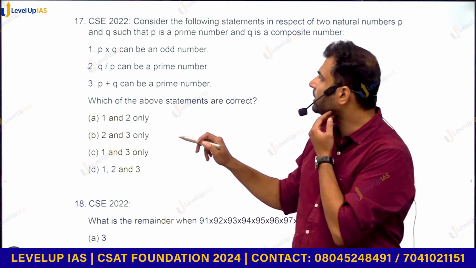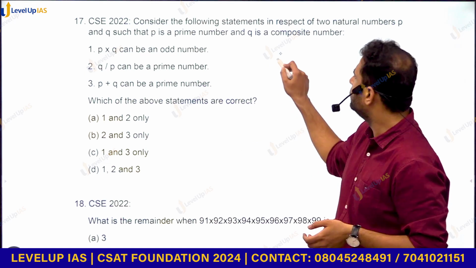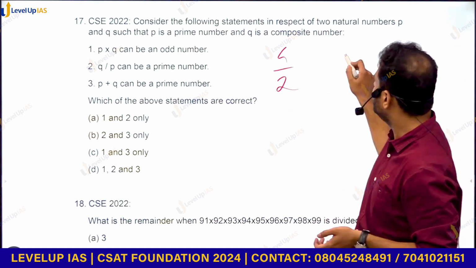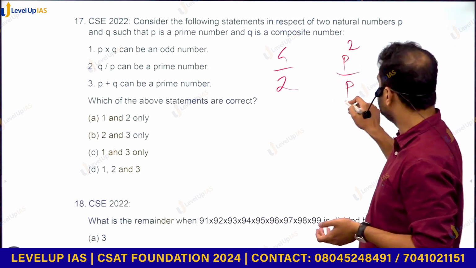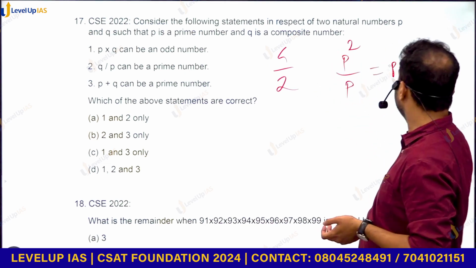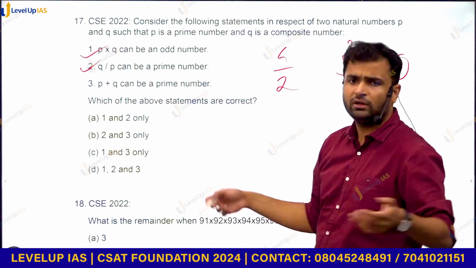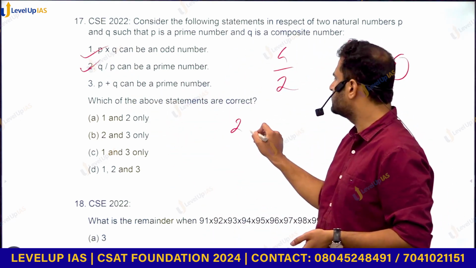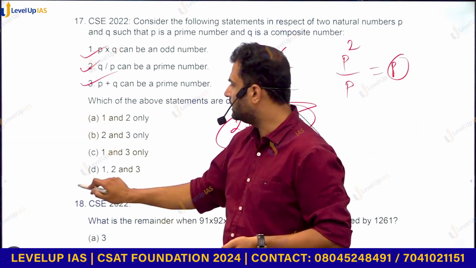Q by P, can it be a prime number? Yes, you can take 4 and 2, or any example for that matter, P square and P. P square is a composite number, P is a prime number, and the division gives P, which is a prime number. So yes. Can P plus Q be a prime number? Again take any example like 2 plus 3, 5. All statements are correct.